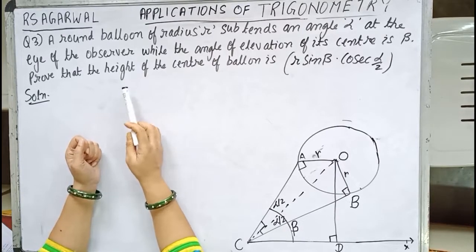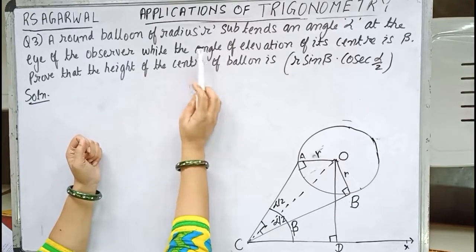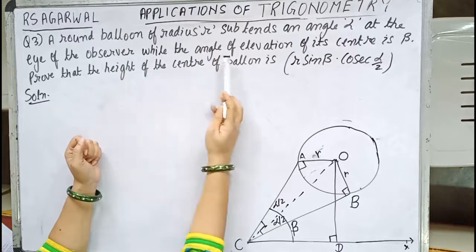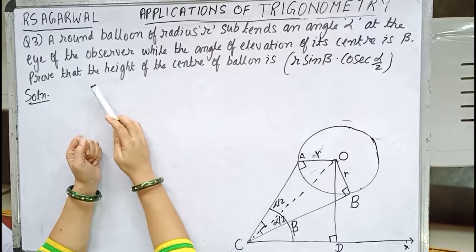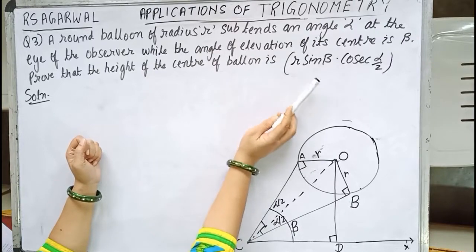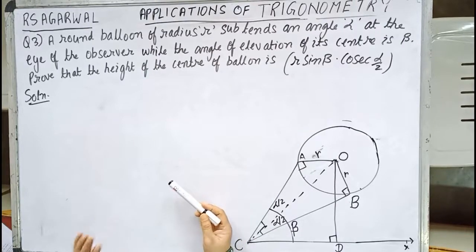The question is saying that a round balloon of radius r subtends an angle alpha at the eye of the observer while the angle of elevation of its center is beta. Prove that the height of the center of the balloon is r sin beta into cosec alpha by 2.